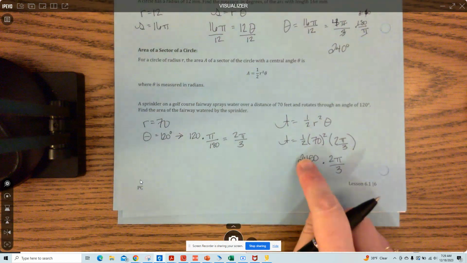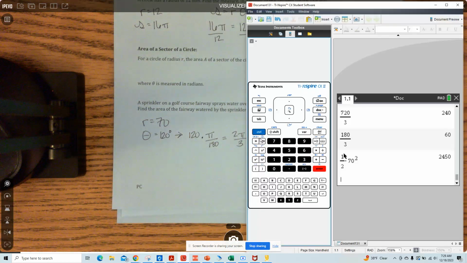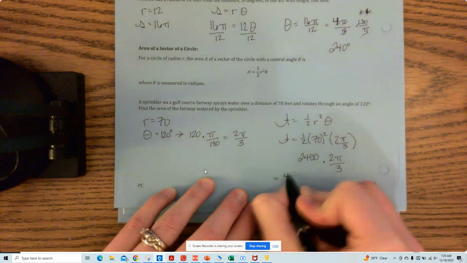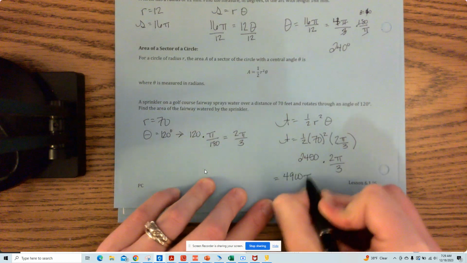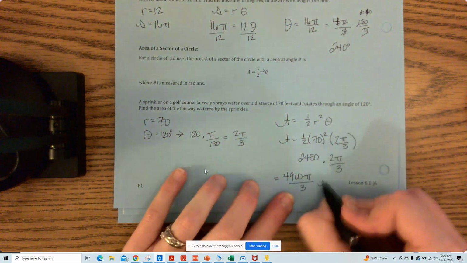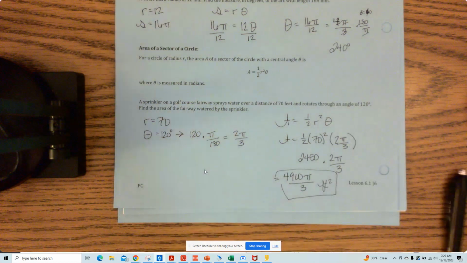Okay, so here's how I'm going to do the math on this. 2450 times 2 over 3. And I'm going to go ahead and set it up like a fraction. 2450 times 2 over 3. Okay, 4900 over 3. So that means 4900 pi over 3 is how you would write that. And that's feet squared. All right, and that's it for these notes.